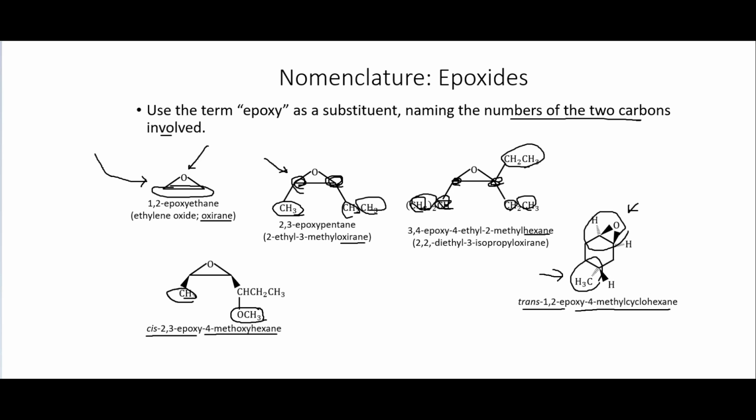We have 1, 2, 3, 4, 5, and 6 carbons on there. And this comes off the 2, 3 carbon right there. Then we have this methoxy group right here, and we're saying that that is cis to the epoxy group. So cis 2,3-epoxy 4-methoxy hexane.